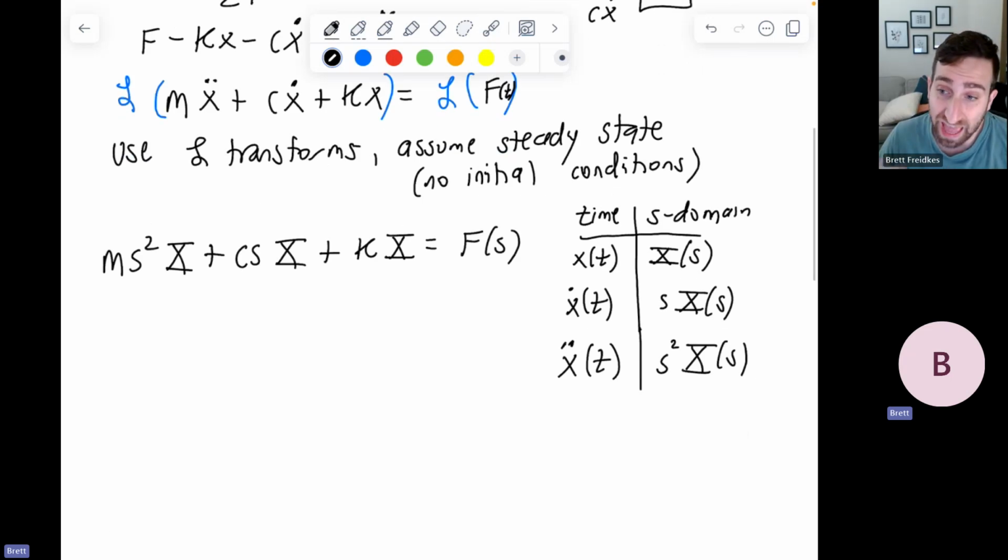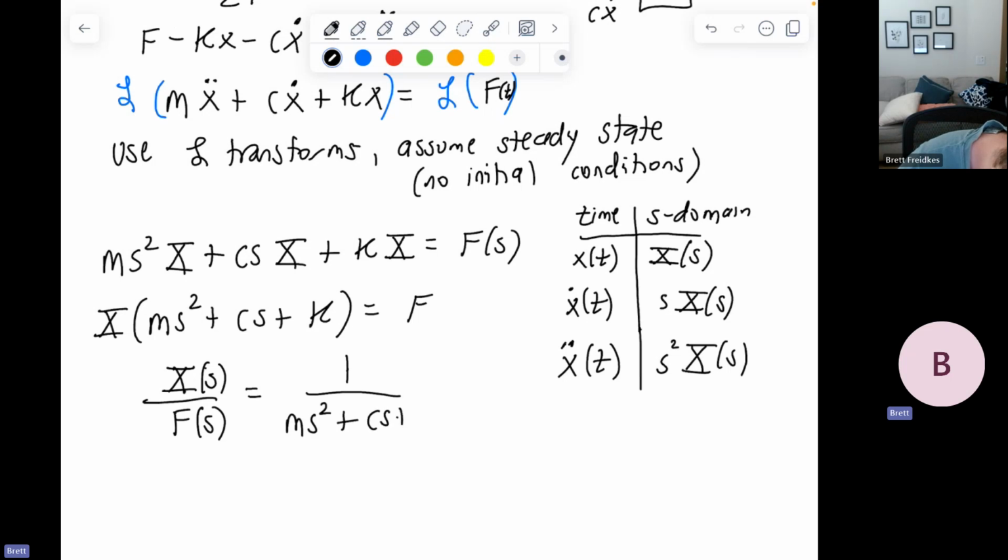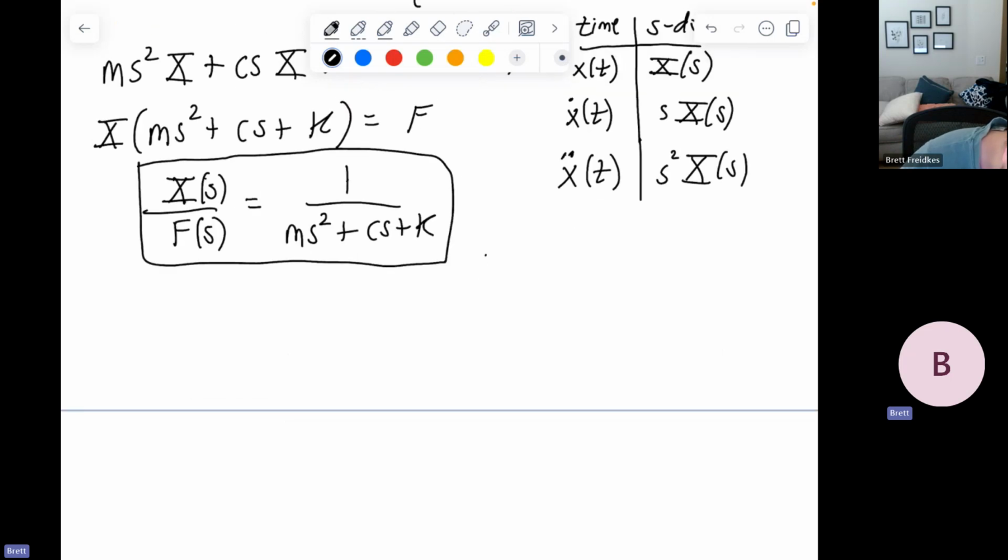And I want to solve for the ratio of output to input. And the output is x. So let's factor this out of the left side and say that this is equal to f of s. And I want to solve for output over input. X is the output. So I want to solve for output over input. And again, these are both functions of s. And if I do that algebra, I will get 1 over m s squared plus c s plus k. And this is what we'll call our transfer function.